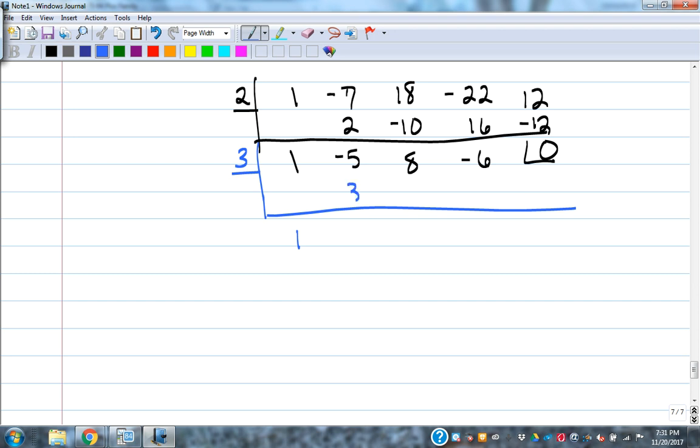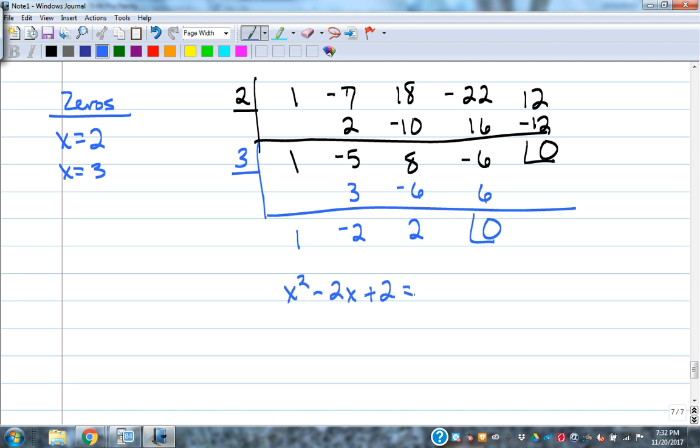The 1 down, run the 3 through there. There's that remainder of 0 again. So far, my zeros are x equals 2 and x equals 3. There should be 2 more. They're coming from x squared minus 2x plus 2 equals 0.